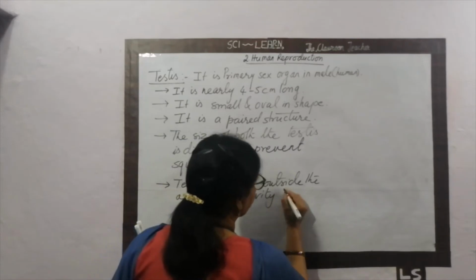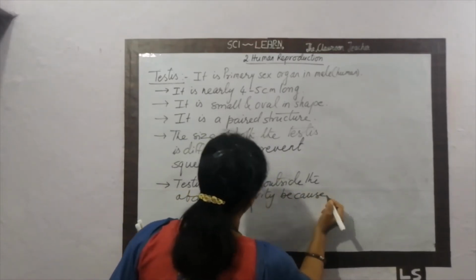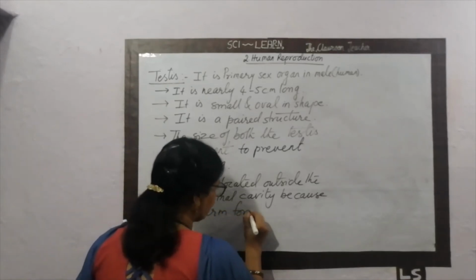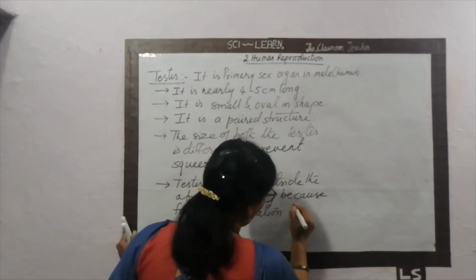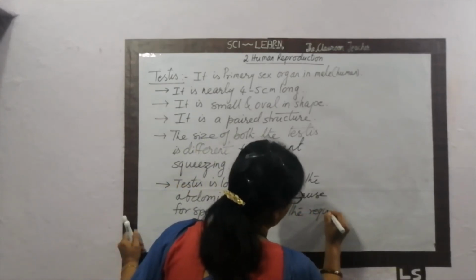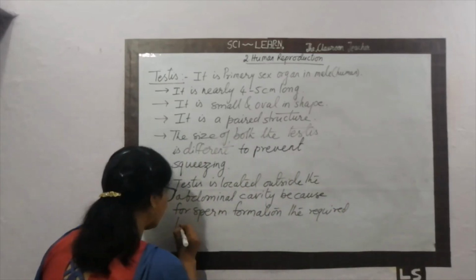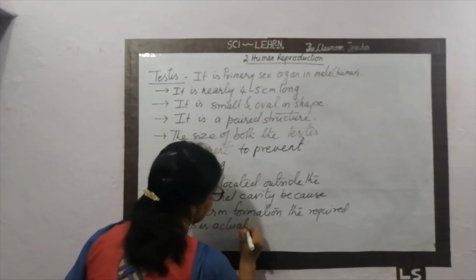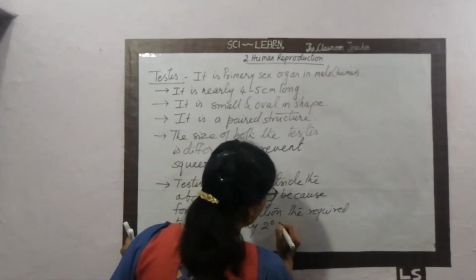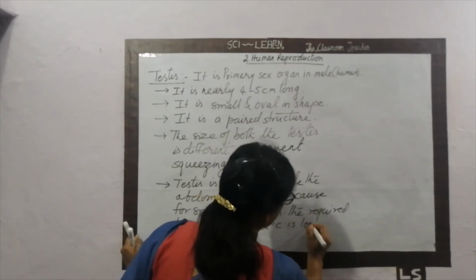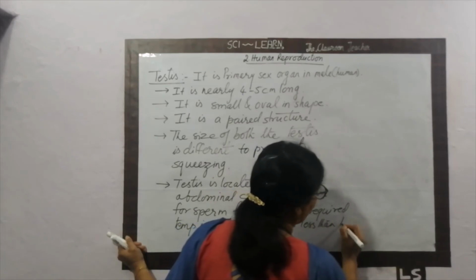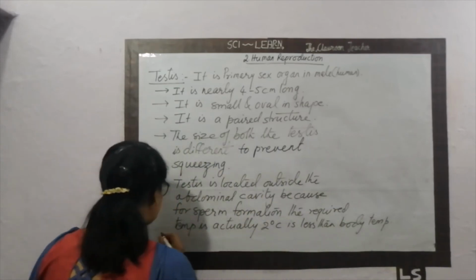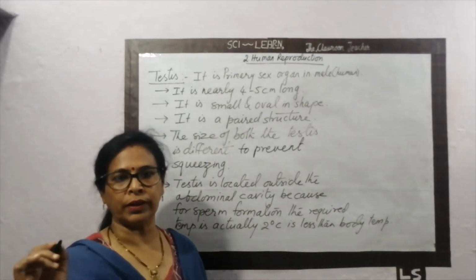Why? Because for sperm formation, the required temperature is actually 2 degrees Celsius less than body temperature. So the testis is placed outside the abdominal cavity.